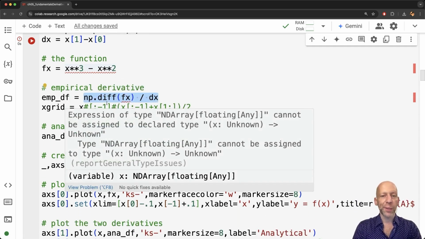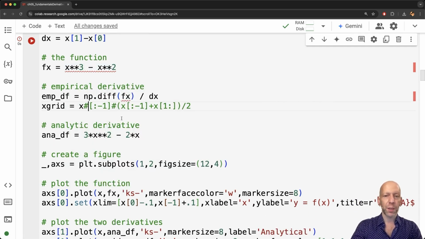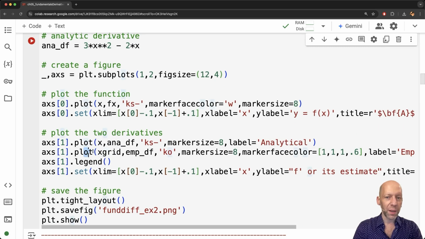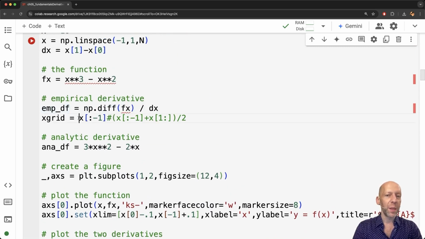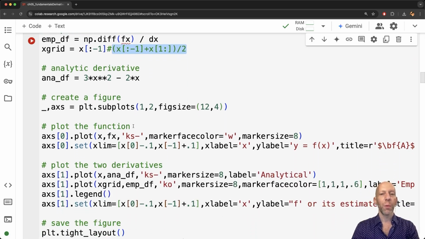Okay, so how do we solve this? Well, here I offer 2 suggestions. You can set the x grid, that's a variable that I'm using here for plotting the empirical derivative. You can set that to be basically just one element less in x. It can be the beginning to the end minus 1, or the second point to the end. Here I'm showing another option that I will discuss in a moment of averaging each successive point. So then the points in the middle will be the average.